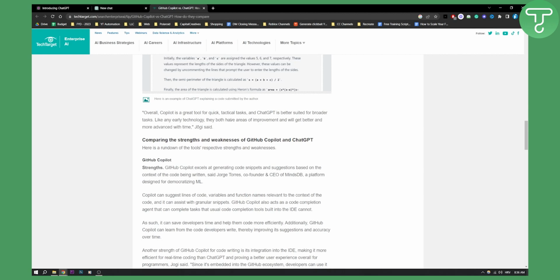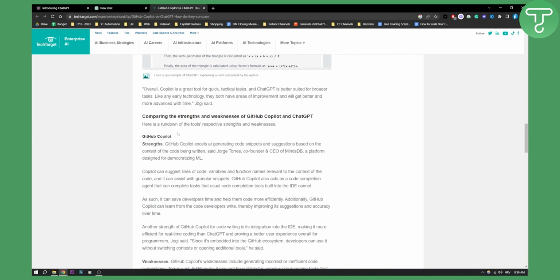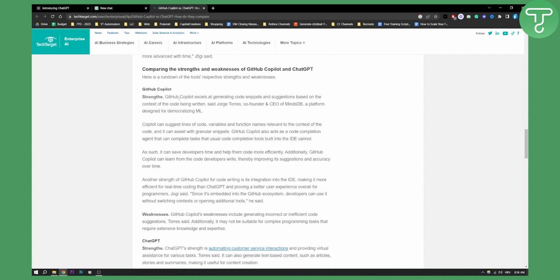Like any early technology, they both have areas of improvement, obviously, and will get better and more advanced as time goes, right? So comparing the strengths and weaknesses of GitHub Copilot and ChatGPT. Now here's the rundown, right? So GitHub Copilot, the strengths are it excels at generating code snippets and suggestions based on the context of the code being written. This is something that is a strength of GitHub Copilot. Now Copilot can suggest lines of code, variables and function names relevant to the context of the code, and it can assist with granular snippets.